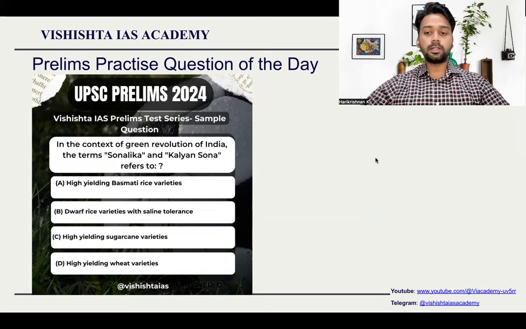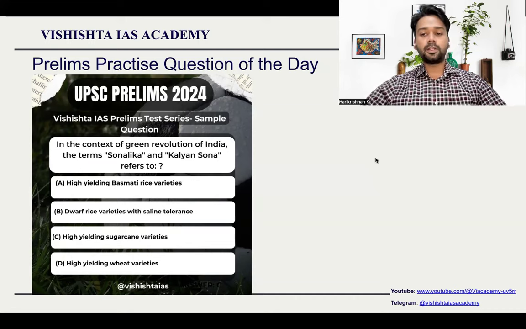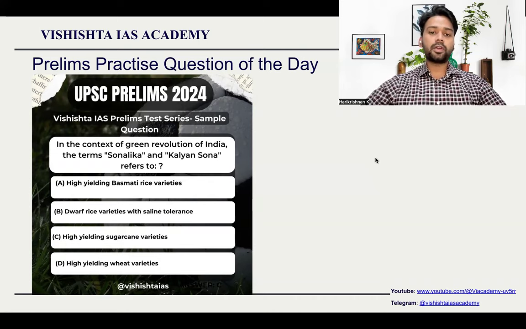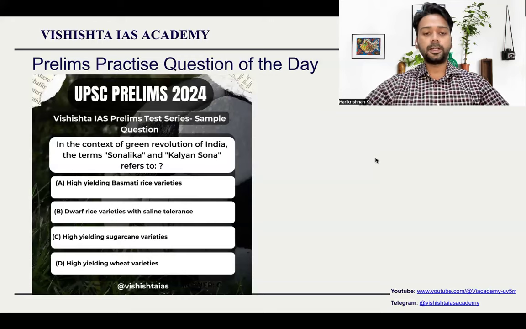In the context of the Green Revolution of India, the terms Sonalika and Kalyan Sona refer to: first option, high yielding basmati rice variety; second, dwarf rice varieties with saline tolerance; third, high yielding sugarcane variety; fourth, high yielding wheat variety. All the four which were given here have been discovered by Mr. M.S. Swaminathan. These are all his contributions. But what do these names mean? These names were given to those varieties of wheat which are high yielding in nature. So option C is correct.